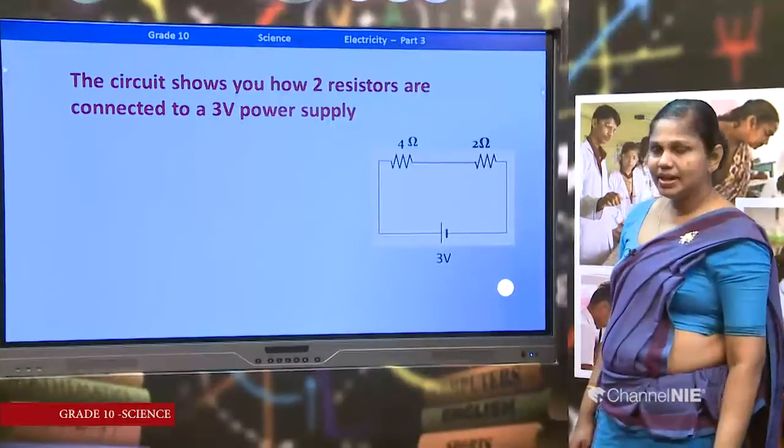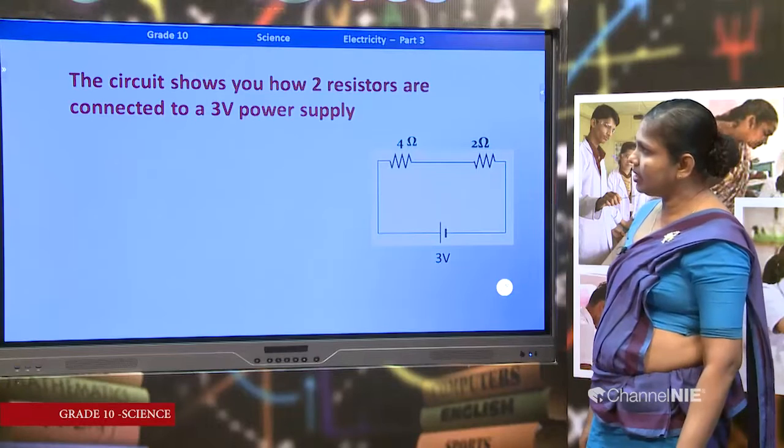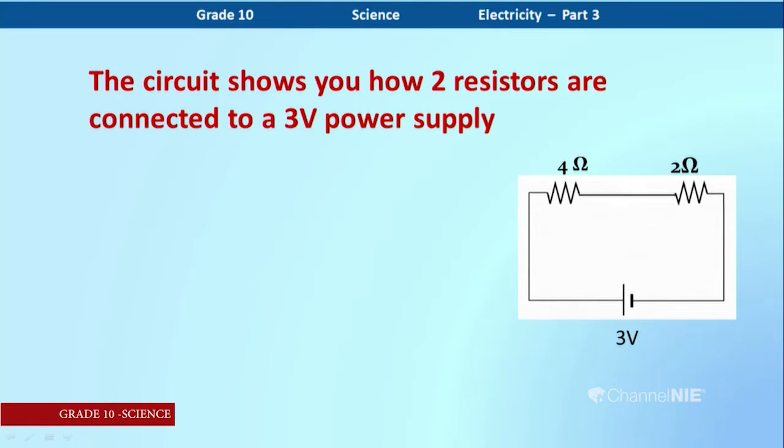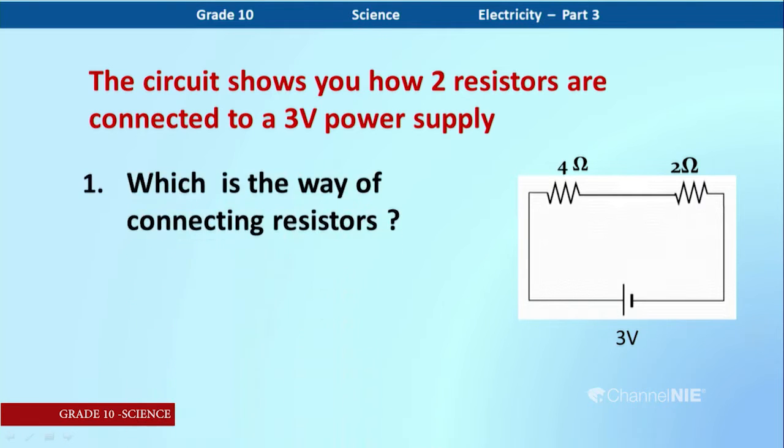Here, look at this circuit, children. Here, 2 resistors are given. 2 resistors are connected into a power supply of 3 volt. Okay. Now, look at the question. Which is the way of connecting resistors here? Which is the way, children? Series. This is the series combination.